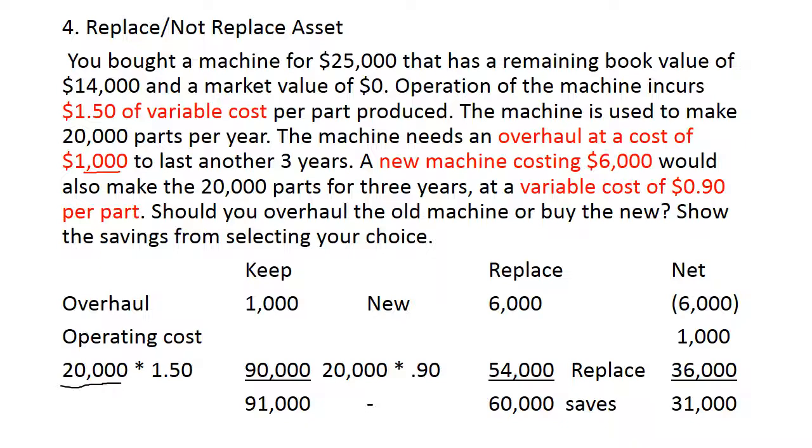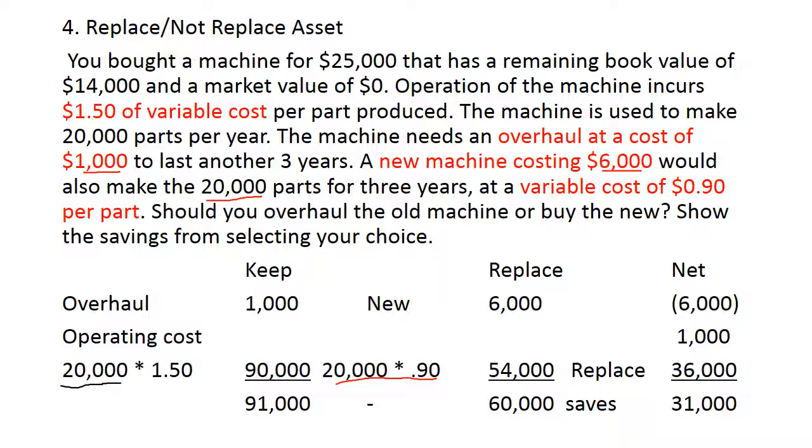Alternatively, you could purchase a new machine, and if you purchase a new machine, you're going to have to spend $6,000. And if that new machine is purchased, it will make 20,000 parts per year, and that will cost you 90 cents per part to make those 20,000 parts. So the question is, should you keep the existing machine or should you buy the new machine?